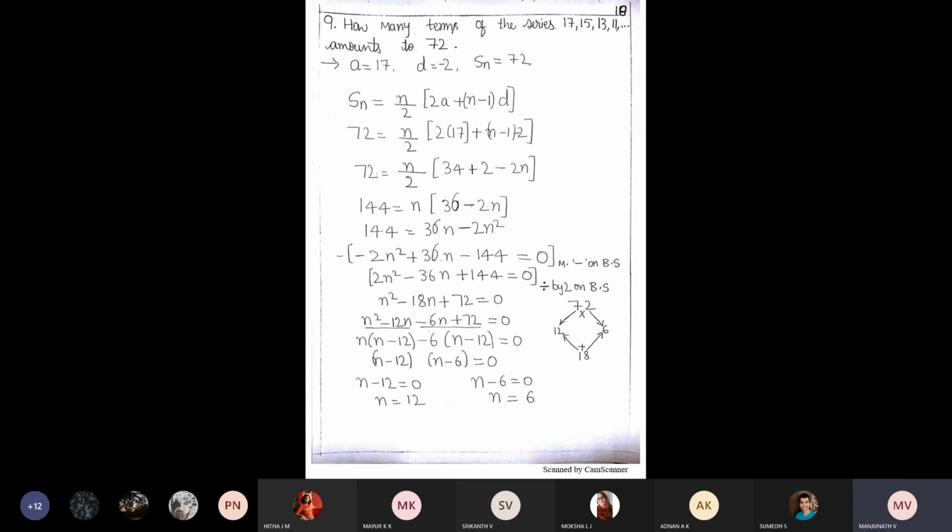In the 12 terms, I'll consider the previous 72, then the terms would be like 5, 3, 1, -1, -3, -5. So it just gets cancelled, which leaves us with 72 once again. So even 12 terms is correct, sir. Yeah, that's what I'm asking you to prove. I have shared the cross verification. Okay, good. I'm waiting for Shrikant's answer also. The same answer, sir, as Sumedh.